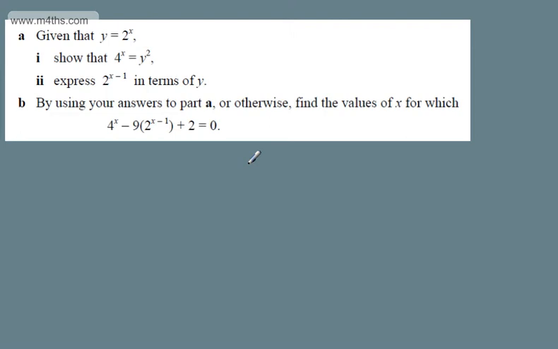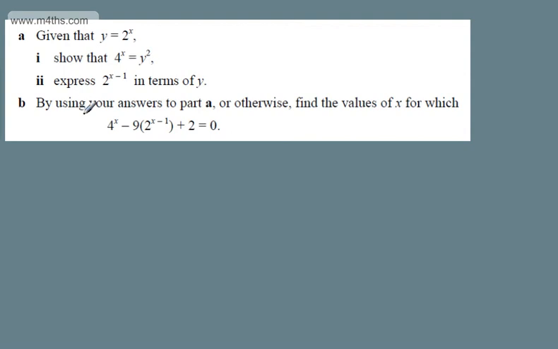In this video, we're going to do an extension question on the rules of indices. In part A, it says given that y is equal to 2 to the x. In part 1, we need to show that 4 to the x is equal to y squared. And in part 2, we need to express 2 to the x minus 1 in terms of y. Let's start off with the first part.